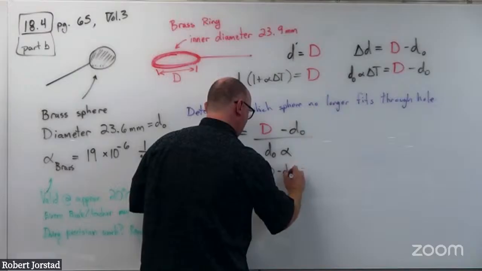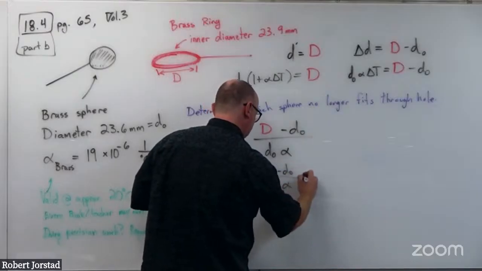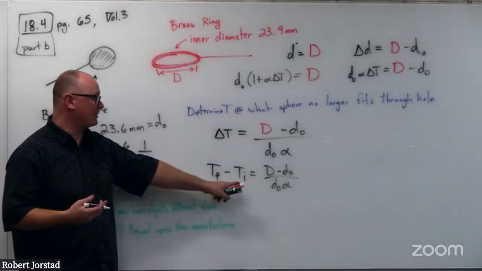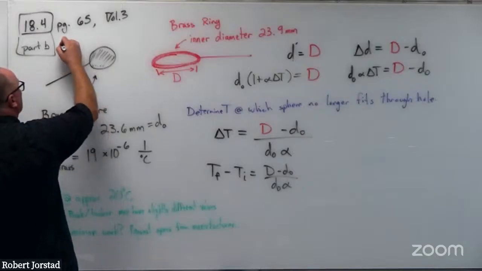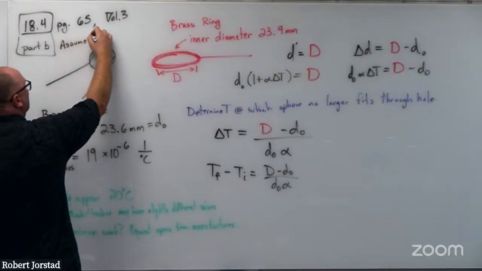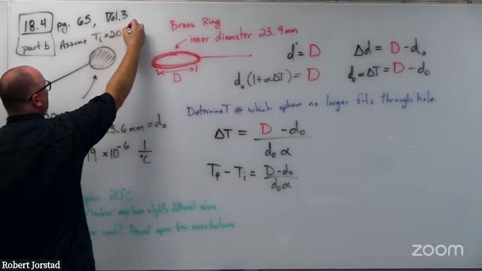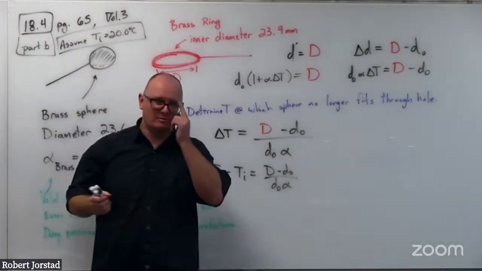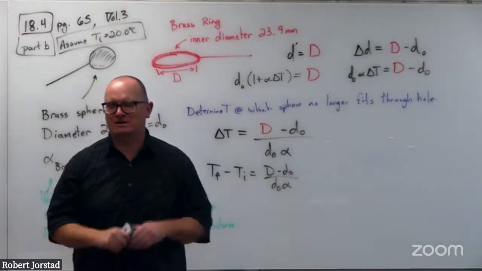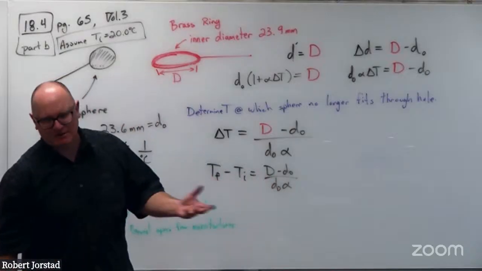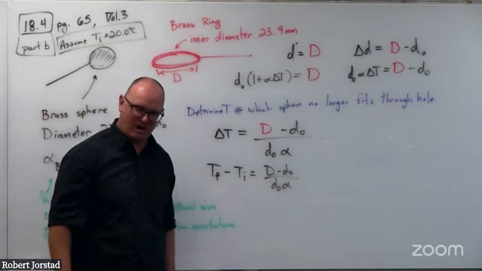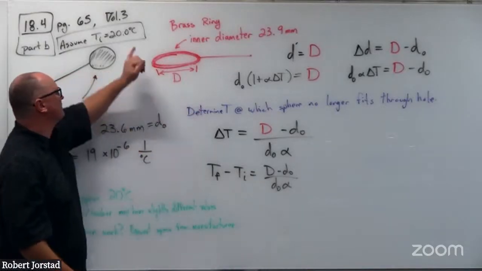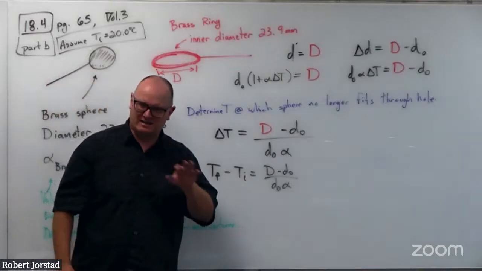I'm going to drop the color coding now. Where T initial is whatever temperature we're starting at, room temperature. Let's assume T initial is 20 degrees Celsius. If your teacher ever says room temperature, a common assumption is about 20 degrees Celsius. Every room's a little different. If you need to be precise, you get out a thermometer. But if we're talking about room temperature problems, just assume room temperature is 20 degrees Celsius unless otherwise specified.